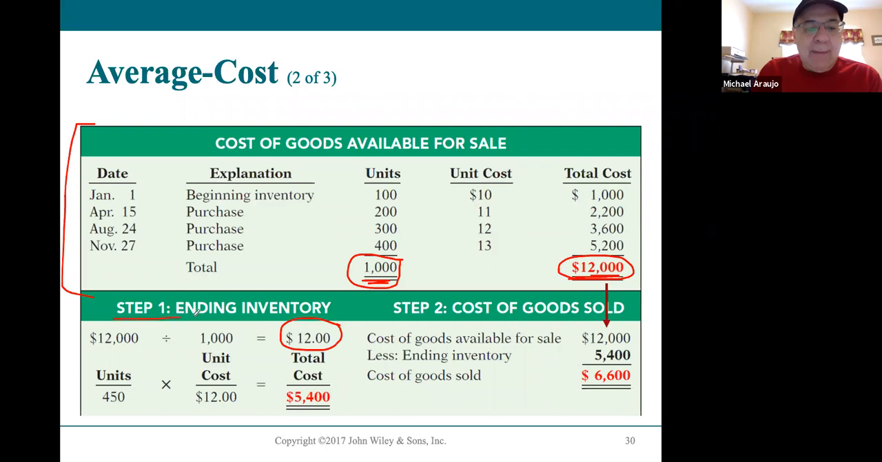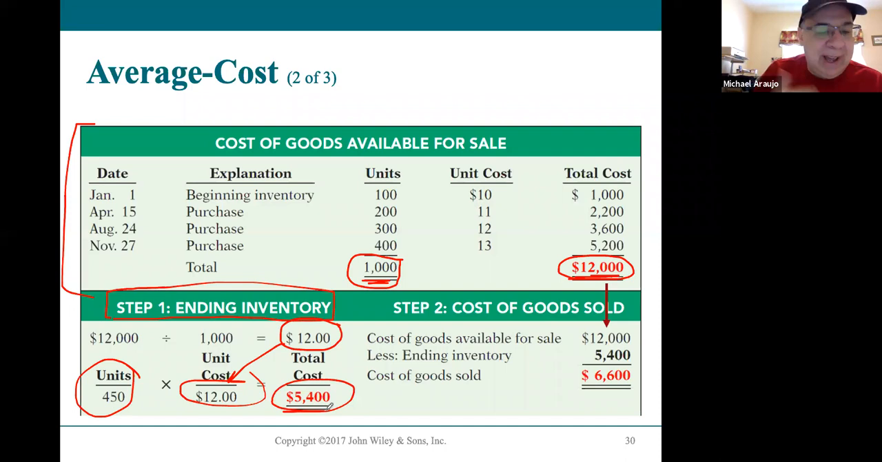So again, how much do you have in the store? Well, in this case, we have 450 of these in the store. We know that the average cost is 12 bucks. And so the total amount of inventory we still have in the store is $5,400. If you started with $12,000 of goods and you still have $5,400 of that in the store, you sold the rest, that's your cost of goods sold.